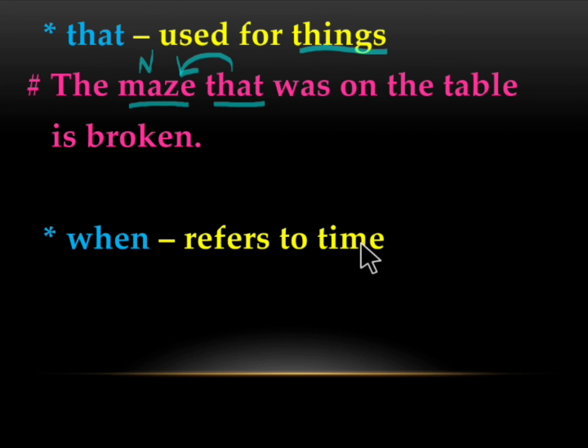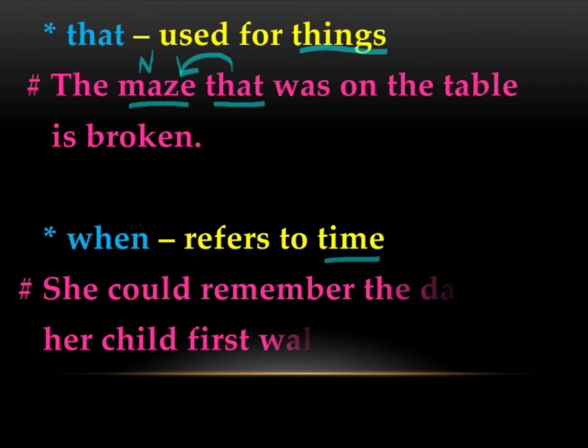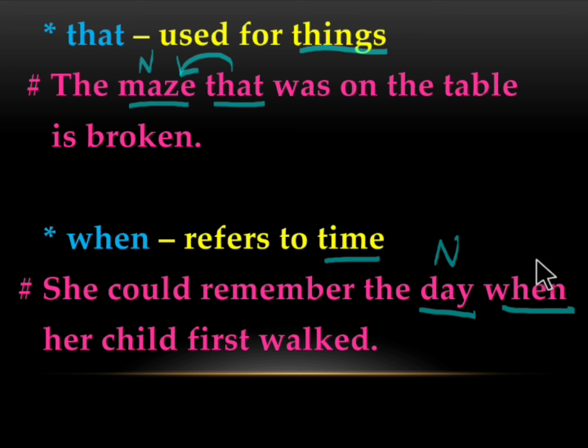When. It refers to time. Let us check a sentence for this. She could remember the day when her child first walked. So she could remember the day. So day is the noun which refers to time, and when is the relative pronoun which describes this noun day.